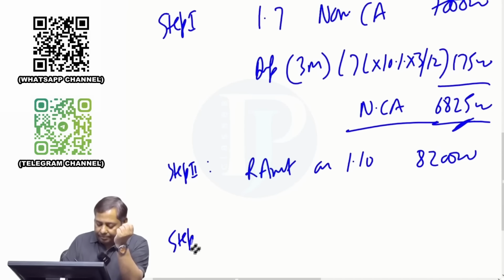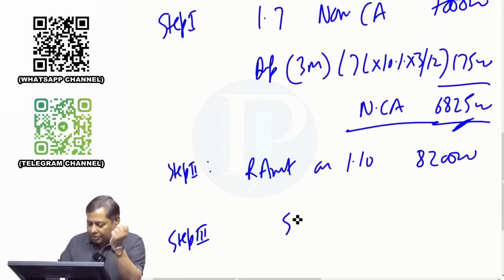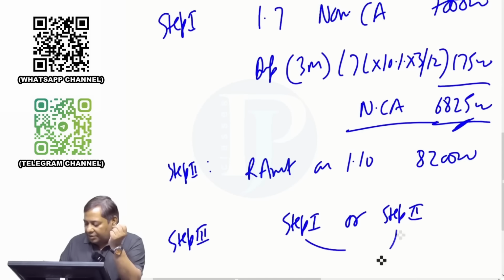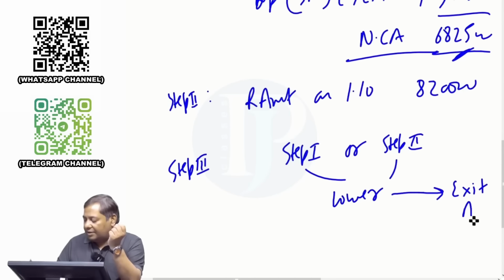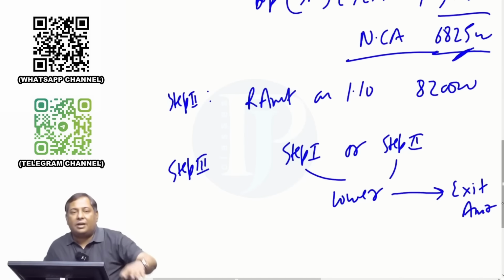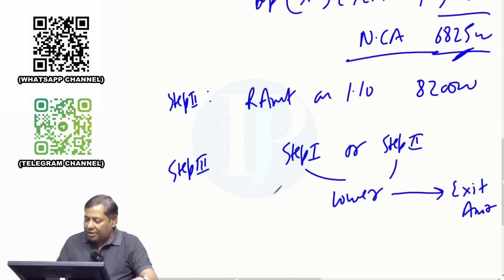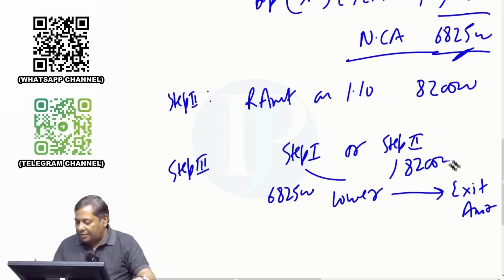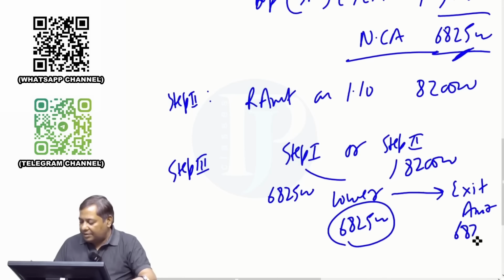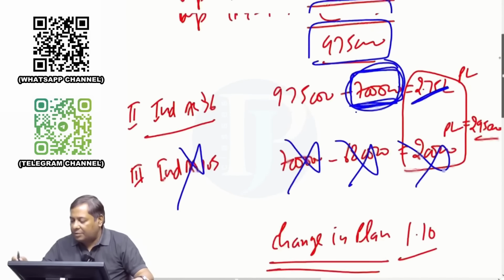Then the third step. Take step 1 and step 2, whichever is lower. This will be your exit amount. You are allowed to get out from 105 at this amount. In step 1, the amount is 682,500 and here it is 820. Now the lower one is 682,500. So you can leave at 682,500, and how much do you have? You have 6,80,000, okay?